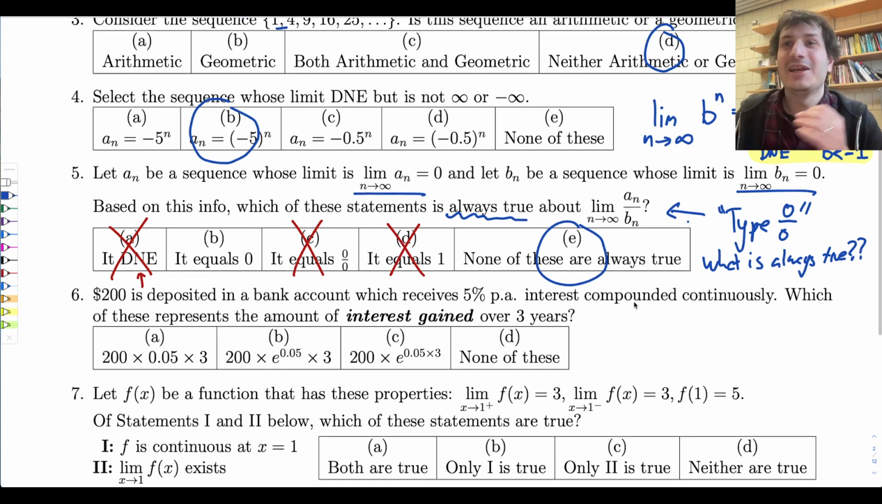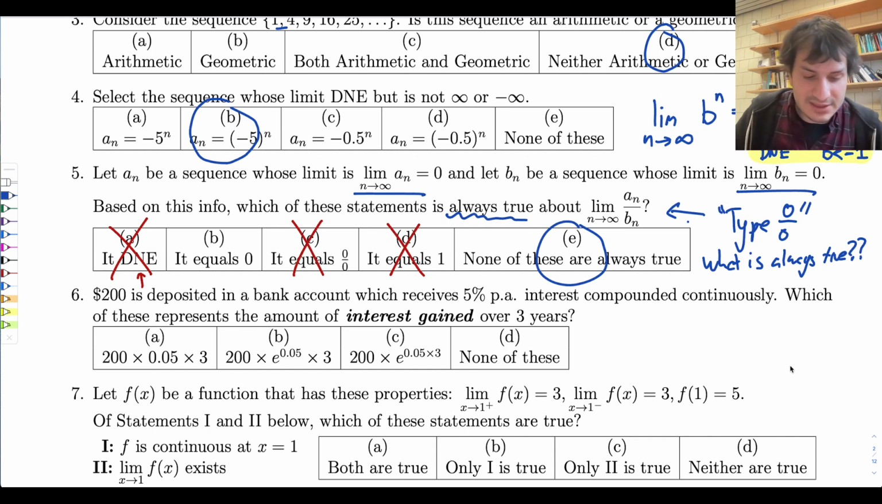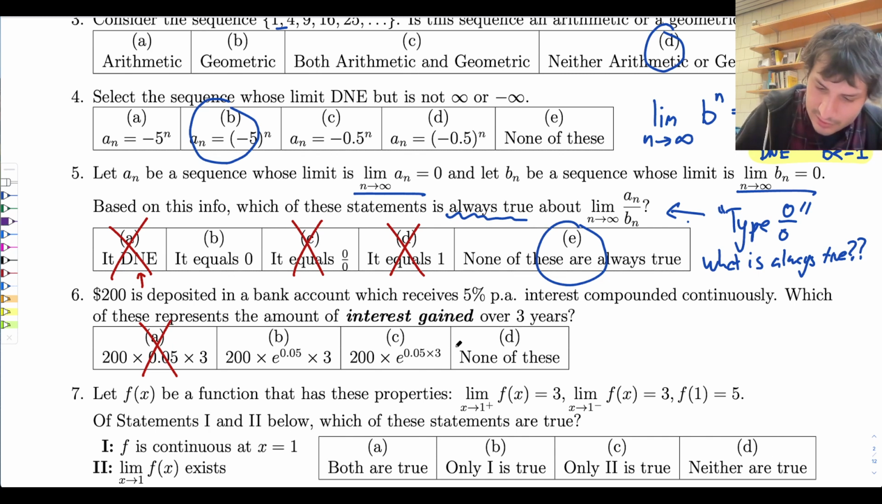Okay, question 6. In the end, people did very well on question 6. It was one of these compound interest ones, and it was about continuous compound interest. When you have continuous compound interest, you definitely need to use an exponential, an e, so that one's definitely wrong. And you want the amount of time, the 3 years, to be in the exponent. So that is suggesting it should be 3.